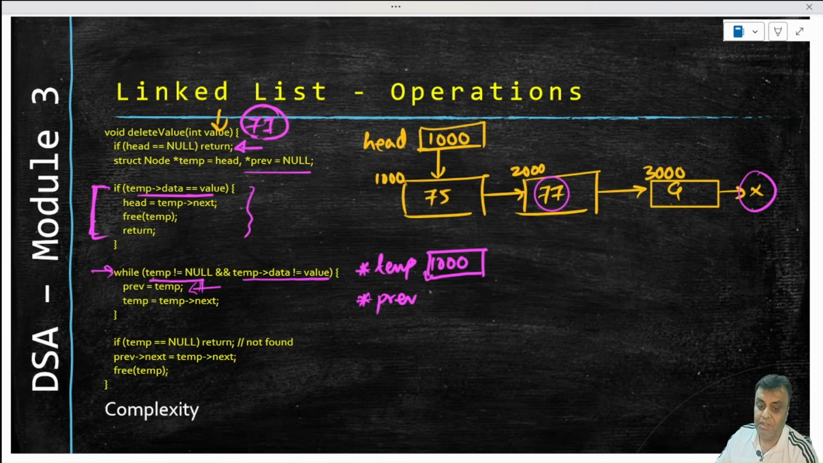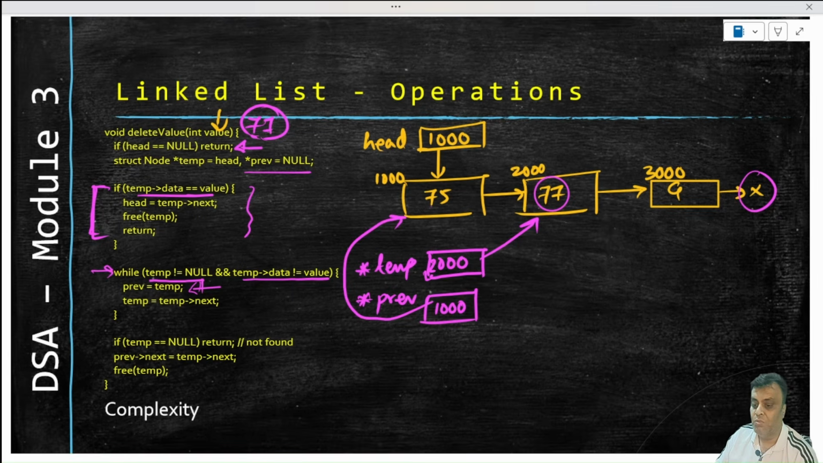Right, so we have taken prev equal to temp. That means the previous node is temp, and temp becomes the next node by temp equal to temp arrow next. So temp now becomes equal to 2000. What we have achieved is that temp has moved to 2000 and prev is pointing to 1000, which is perfectly fine.